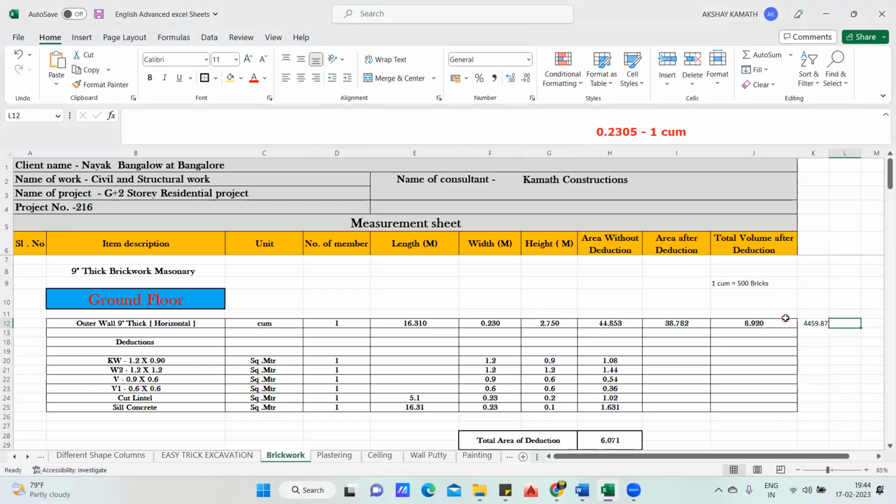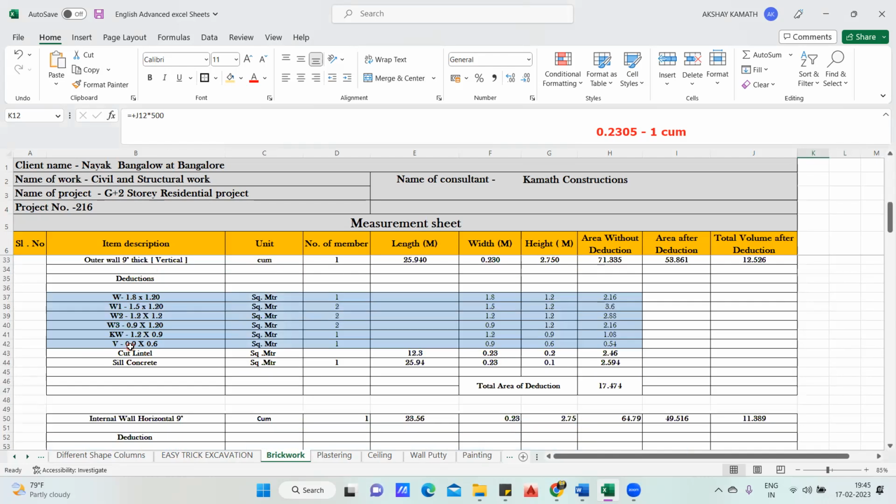Brickwork. So we got 8.920 cubic meter of the brickwork is to be done. So the total mortar will be this one multiplied by 0.2305. Finish. So 2.056 cubic meter of mortar is required. And how many bricks are required? 4459. Let us say 4460 bricks are required, only if you want to do the outer wall 9-inch thick brickwork.